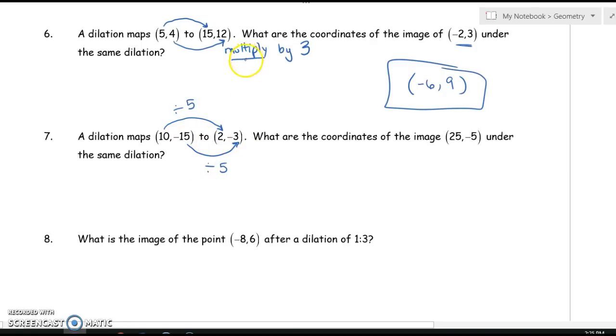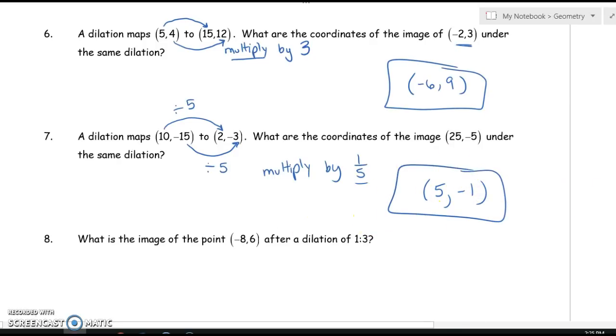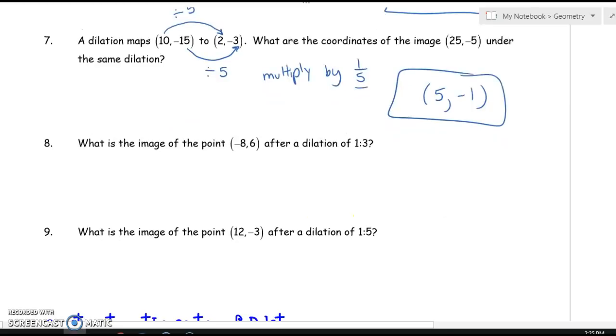But since it's what are you multiplying by, this is the same thing as multiplying by the reciprocal. So we're really multiplying by 1/5, or dividing by 5 if you want to think of it that way. But if they ask you what's a scale factor, it would be 1/5. And so we do the same thing. Multiply by 1/5. 25 times 1/5 is 5. -5 times 1/5 is -1. And that would be our new point. All right, it should be getting smaller, which they are.